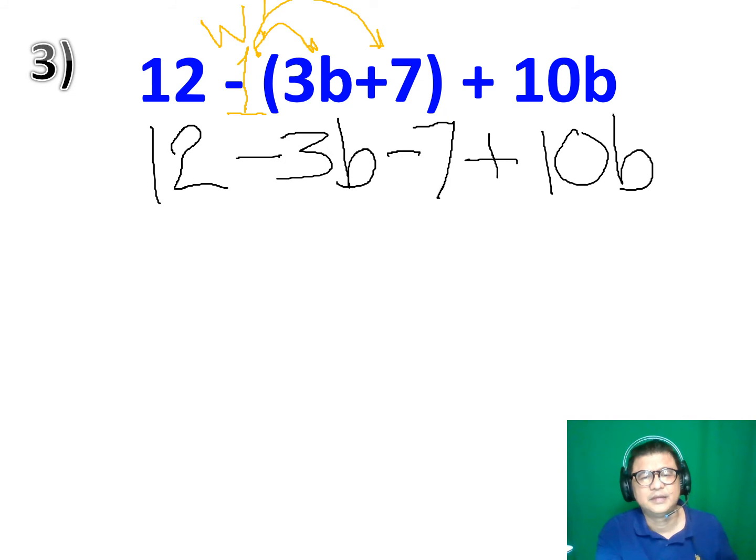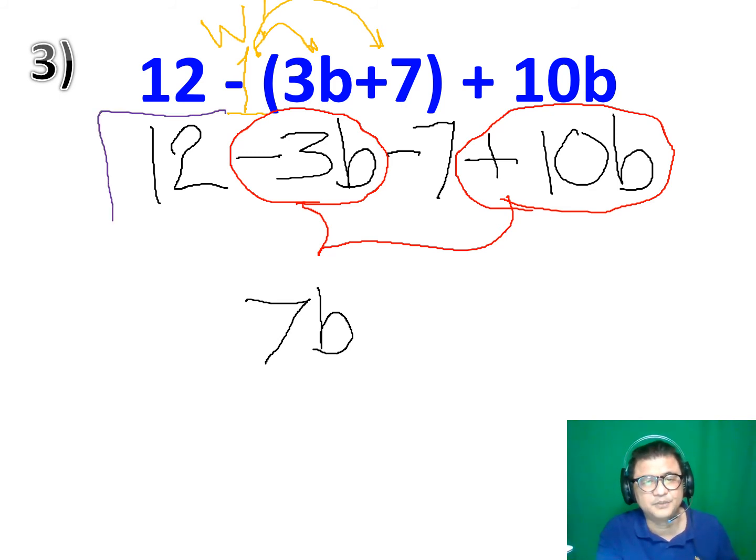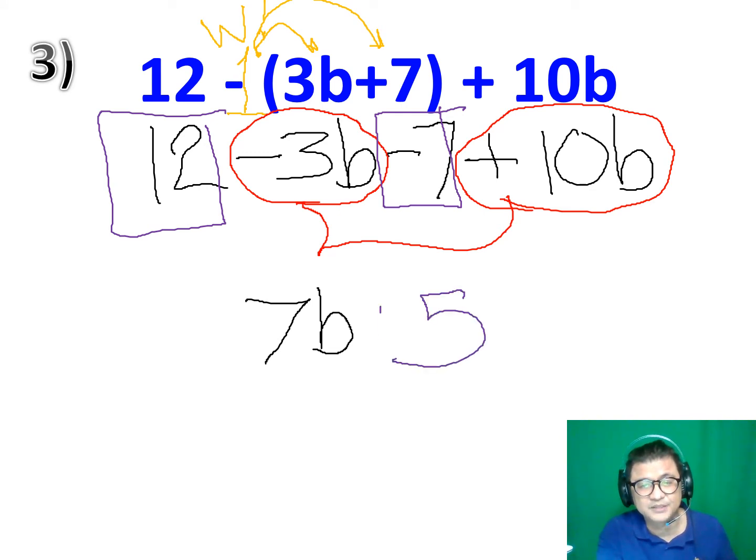All right. I'm not yet done because there are like terms. I can combine the negative 3b and the positive 10b. See, combine that. 10 minus 3 is 7b. Okay? Now, I put a square for the numbers. The numbers could be added separately. Take note, the 7 is not just 7. I included the sign. 12 minus 7 is a 5. So, 5 is positive plus 5. Alright? So, this is your answer.